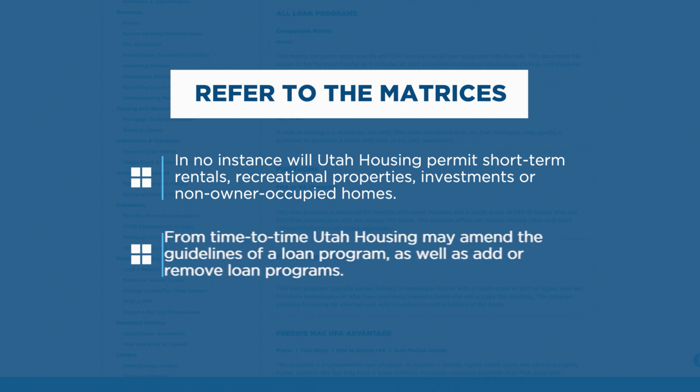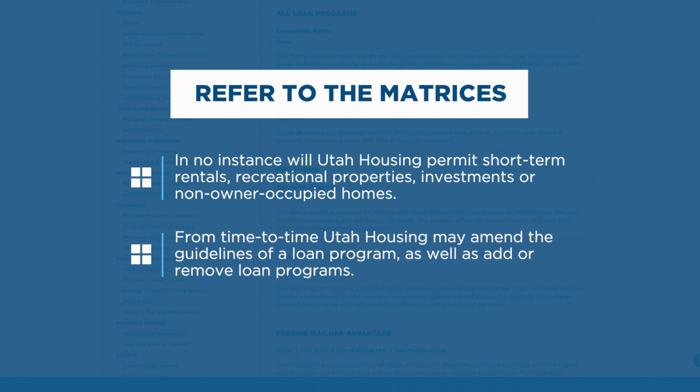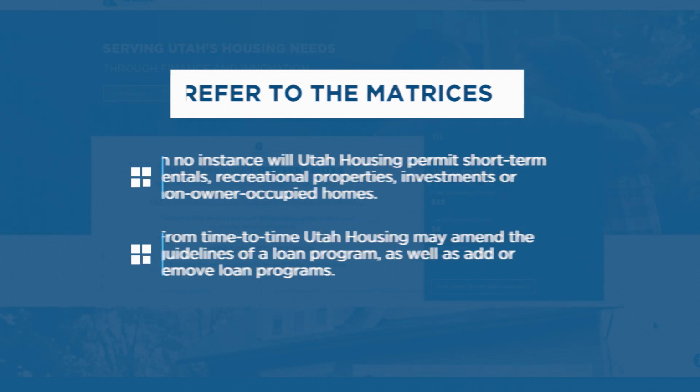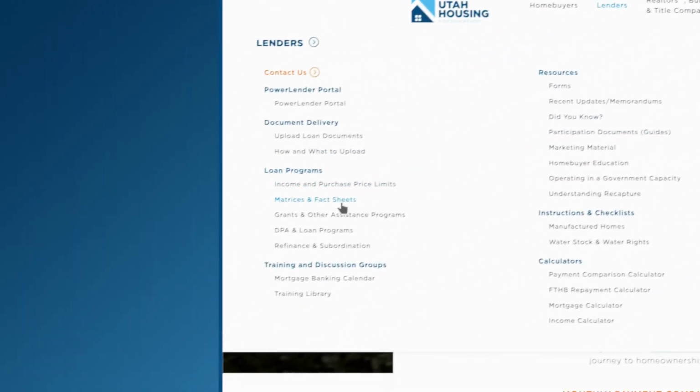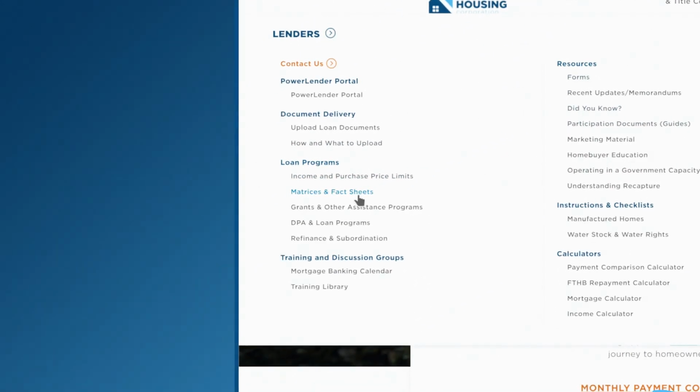From time to time, Utah Housing may amend the guidelines of a loan program, as well as add or remove loan programs. Refer to the Utah Housing Lender webpage, matrices, and fact sheets for current programs and requirements.